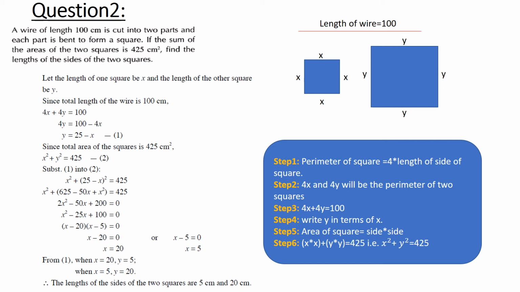Dear students, let us take another question. A wire of length 100 cm is cut into two parts and each part is bent to form a square. If the sum of the areas of the two squares is 425 cm square, find the lengths of the sides of the two squares.